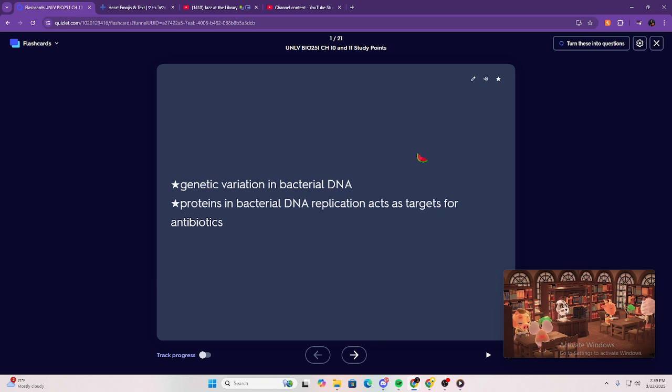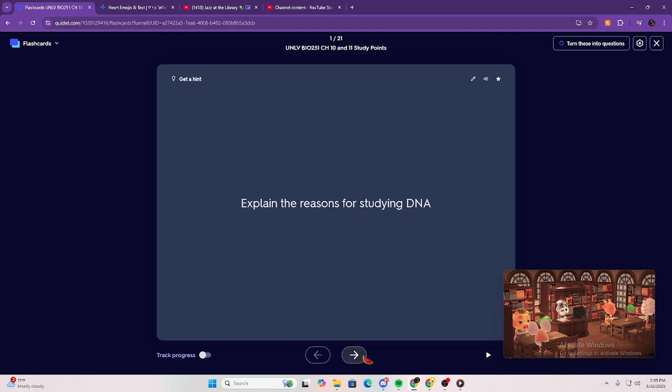Proteins and bacterial DNA replication also act as really good targets for antibiotics. The more we know about DNA replication and its proteins, the more we can make new antibiotics to fight off emerging bacteria.